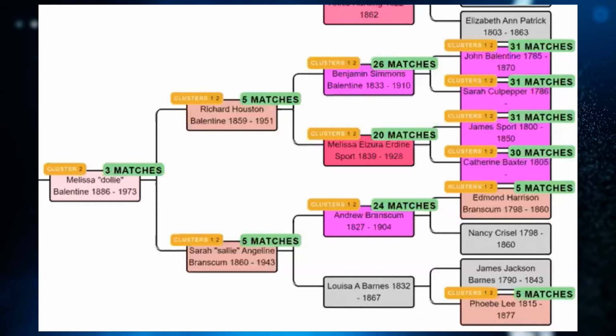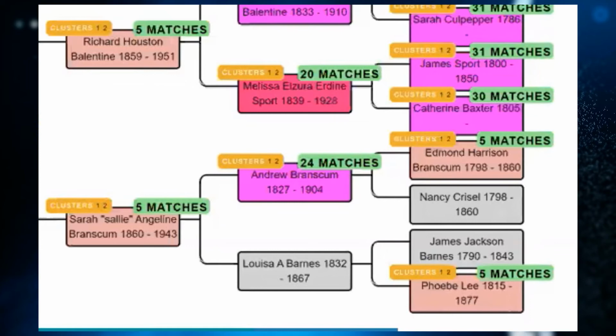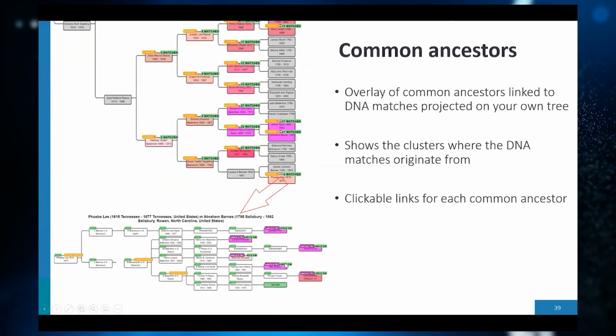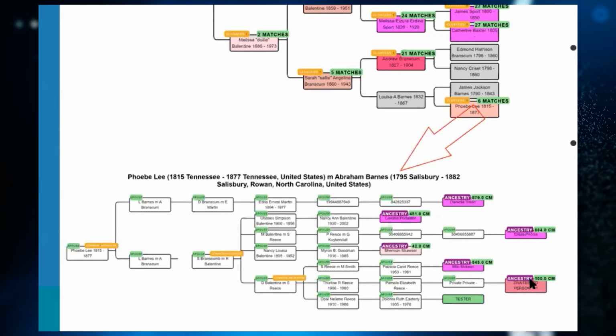If you click on the lowest one, that's Phoebe Lee, 1815-1877. There are two clusters. The matches that are linked to Phoebe are in two clusters, one and two. And there are five matches linked to this particular ancestor. If we click on this link, you get Phoebe as the common ancestor, and all five matches, 1, 2, 3, 4, 5, that are linked, and yourself, because you are also linked. Which is handy, right, to have this information all lined up.